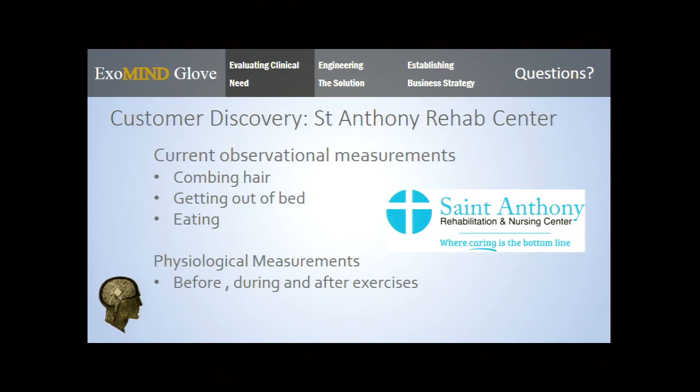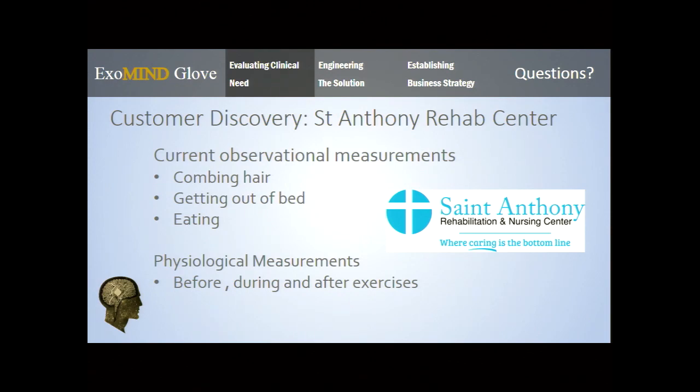Based on what physical therapists we talked to said, there are currently only qualitative measures for assessing progress of rehabilitation. The first method is an observational measurement, which looks at an everyday activity and how well a patient does that activity, such as getting out of bed in the morning, brushing their teeth, or eating food. The second is a physiological measurement, which occurs during a neurological exam in which a clinician will provide physical resistance to a patient's movements and then rank that on a scale of 0 to 5, 0 being no movement and 5 being perfect movement.